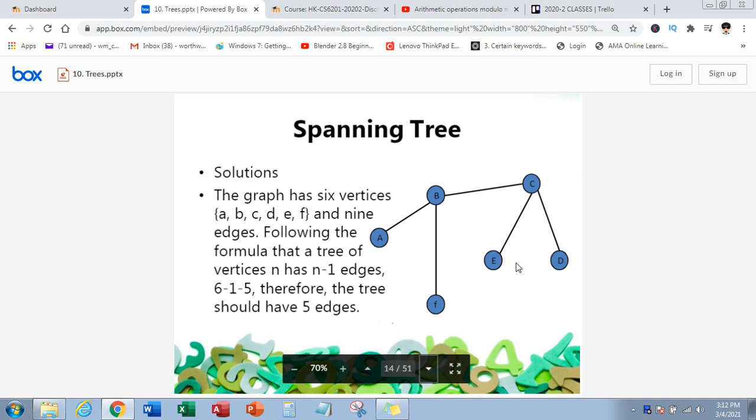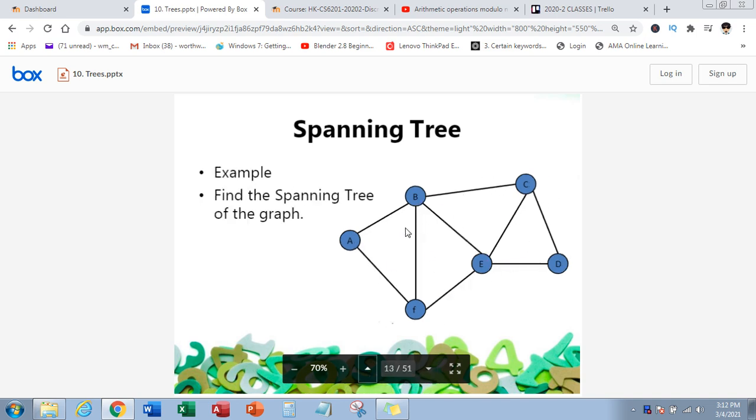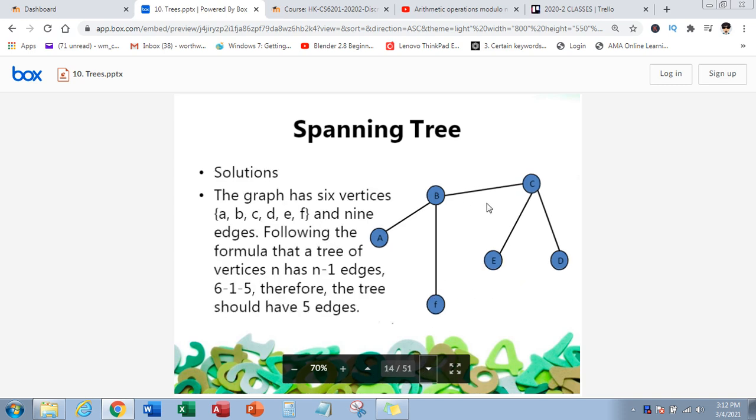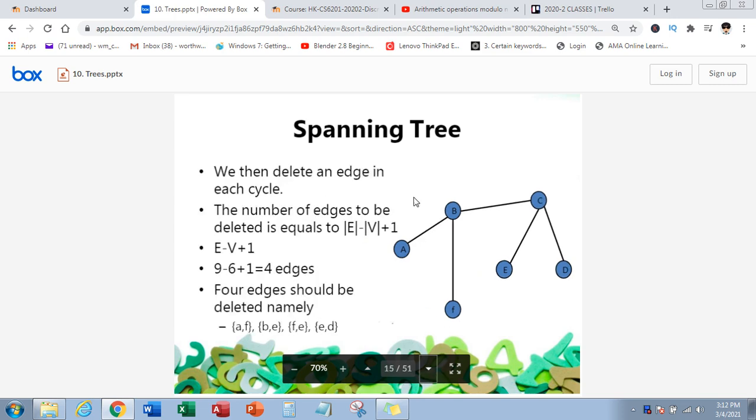Okay? So this is the spanning tree coming from this graph. Okay? This is not a tree, but if we cut loose some of the edges, then we will get the spanning tree of this graph. Okay, this is also a spanning tree, but when we delete an edge in this cycle, the number of edges to be deleted is equal to E minus V plus 1. So yung edges minus vertices plus 1 daw, then it will give us the number of edges that should be deleted.